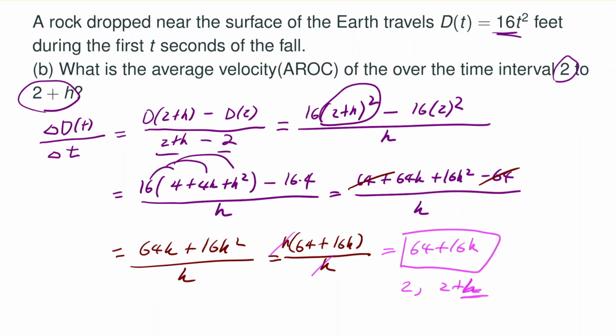So if you want to find the average change between 2 and 3 seconds, h would be 1, right? So we plug 1 here, then it will give us the average speed. If you want to find between 2 and 10 seconds, then h would be 8. And we plug 8 here, then it will give us the average between 2 and 10 seconds. So this is a more generic average change between 2 and another time, the time increase from 2 or time decrease from 2, which is h.